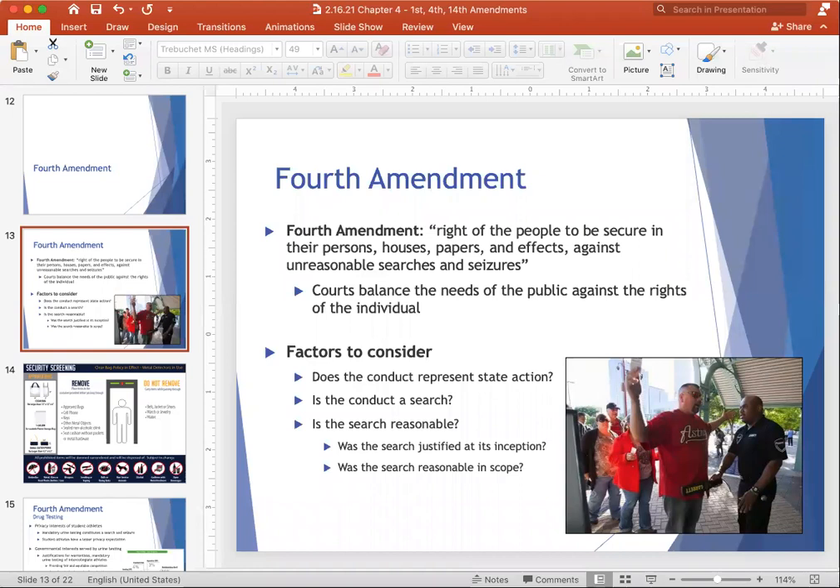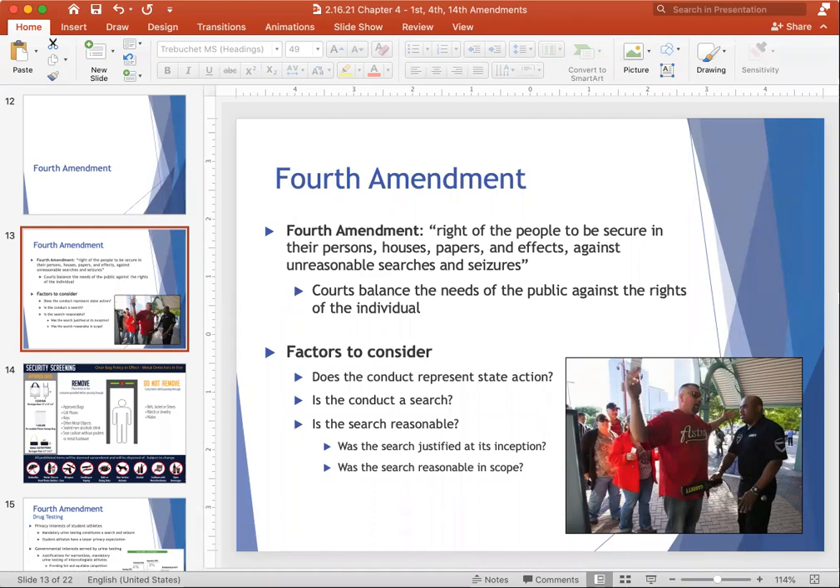When a lawsuit is filed, the courts will once again consider several factors. I hope you're starting to see a theme, because the first thing they're going to ask is, are they a state actor? Either are they a state actor or does their conduct constitute state action? So that's always the first question. If they're not a state actor, the case can be dismissed.